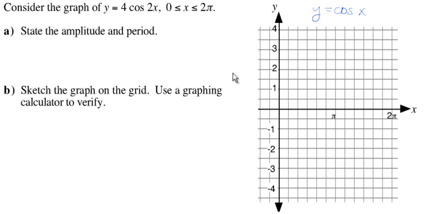Consider the graph of y equals 4 cosine 2x. Before we dig into this, I'm just going to sketch y equals cosine x so we have something to compare this against. Cosine x, well, cosine 0 is 1. Cosine 90 degrees, or pi by 2, is 0. The cosine of 180 degrees, or pi, is negative 1.